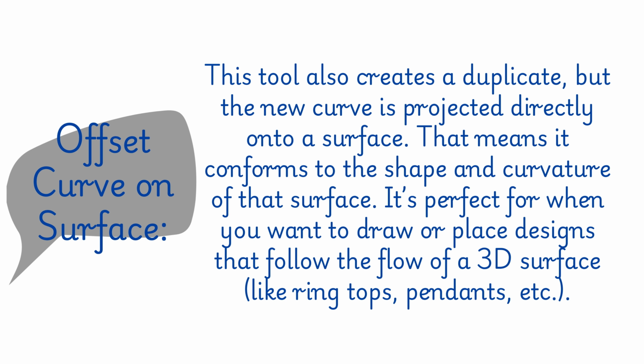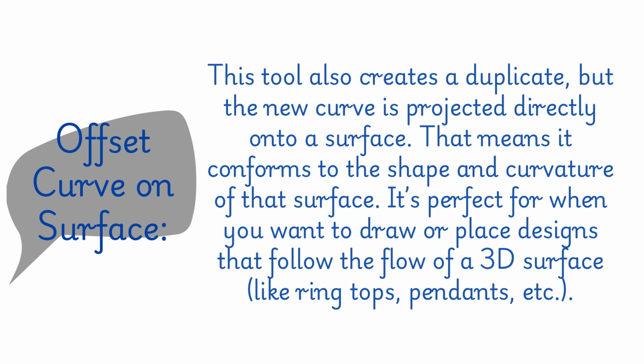Offset curve on surface. This tool also creates a duplicate, but the new curve is projected directly onto a surface. That means it conforms to the shape and curvature of that surface. It's perfect for when you want to draw or place designs that follow the flow of a 3D surface like ring tops, pendants, etc.